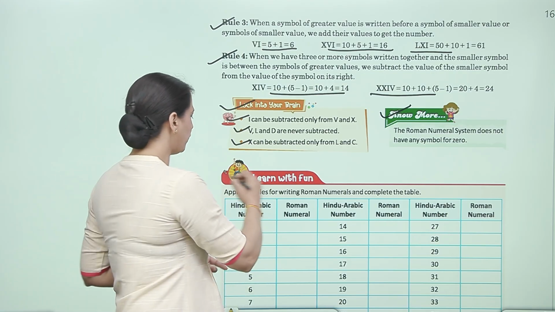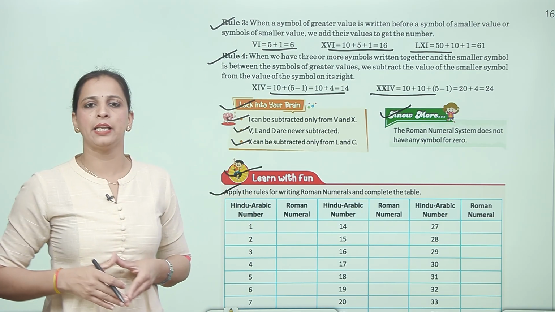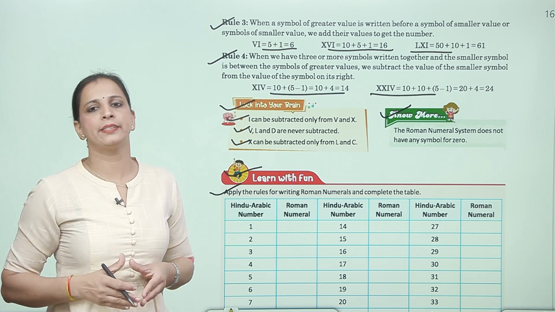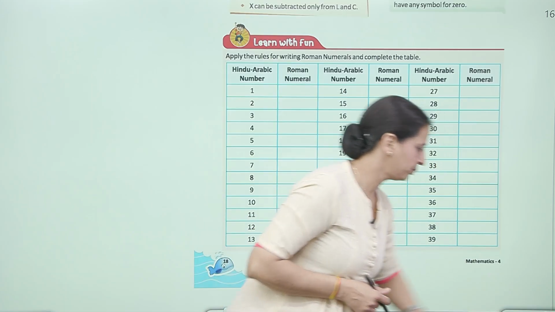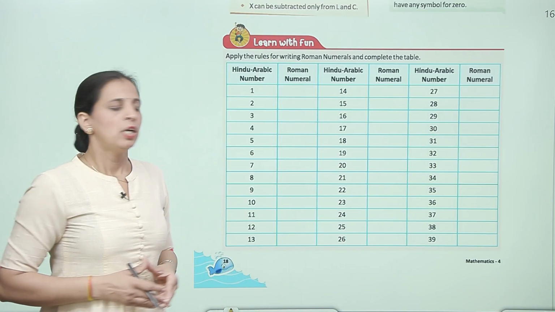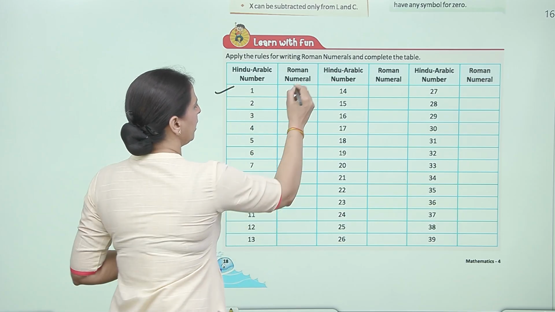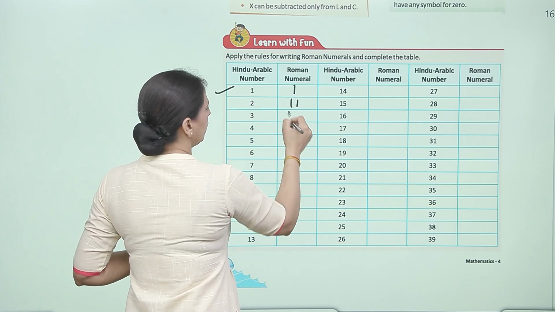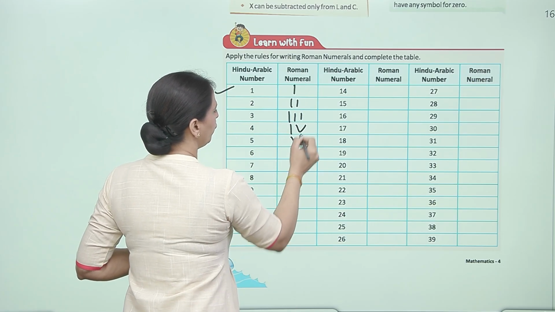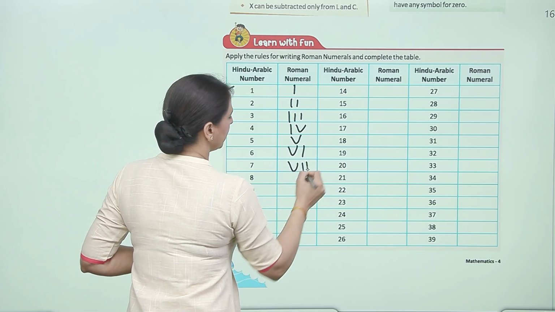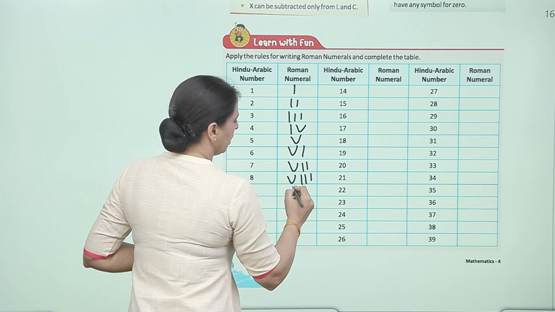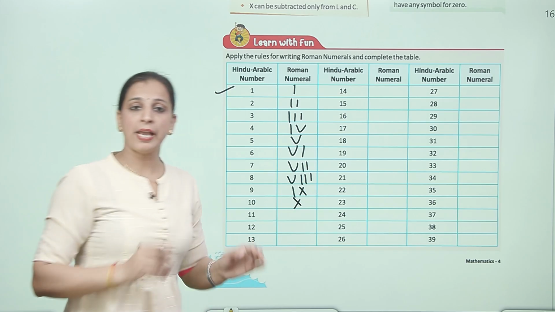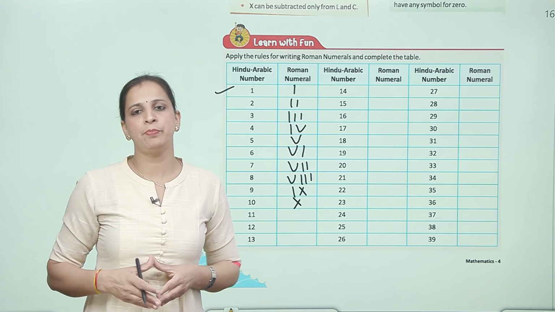Now, learn with fun. Apply the rules for writing Roman numerals and complete the table. Now, 1 is I, II, III, IV, V, VI, VII, VIII, IX and X. By using this method, you can complete the table.